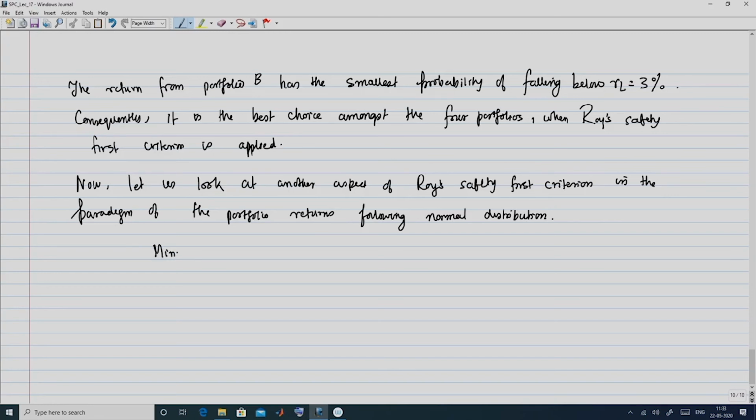So accordingly, we will have to minimize the probability. I start off from where I left off earlier, that the problem reduces to minimization of the probability of ZP being less than (RL minus E(RP)) over sigma p, on the assumption that RP follows a normal distribution, and this is equal to minimizing (RL minus E(RP)) over sigma p.